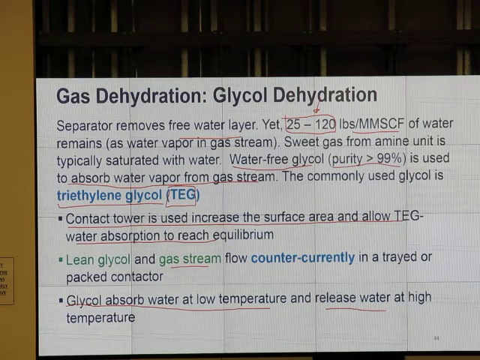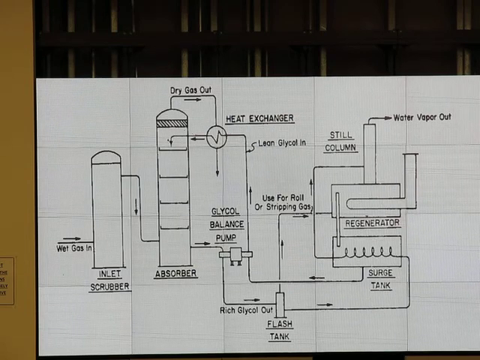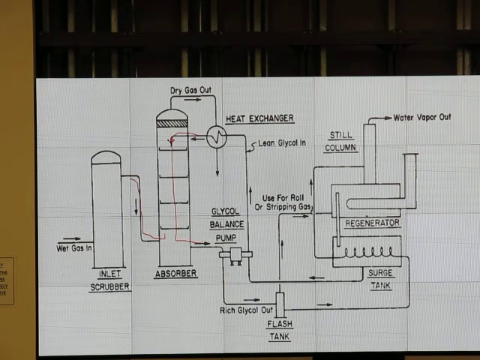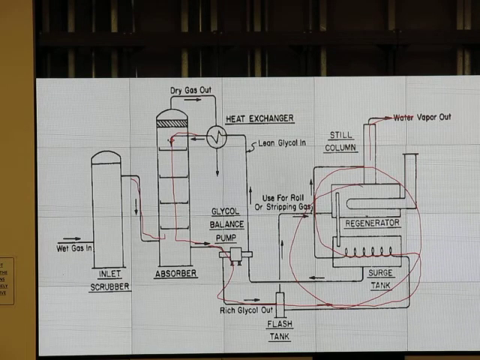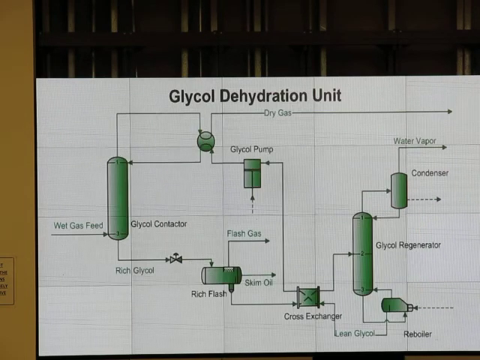So what happens is lean glycol comes from the top. Gas goes from the bottom. The product on the bottom is rich glycol. Rich glycol means glycol with water. Glycol with water goes into the regenerator. So we heat it up and then we have water vapor coming out. Water vapor comes out and lean glycol goes back to the top part. So it's very similar, okay, the glycol unit.